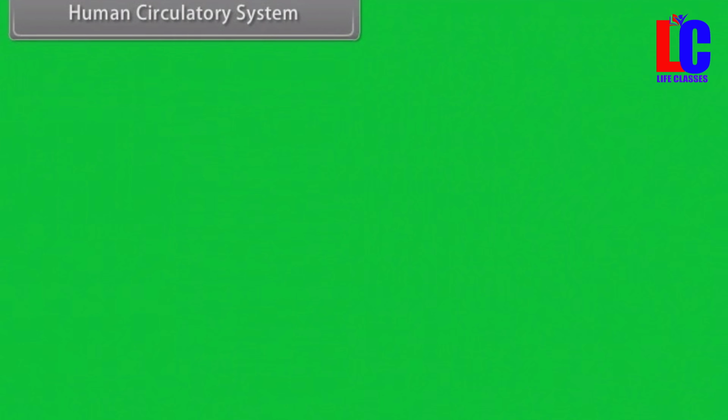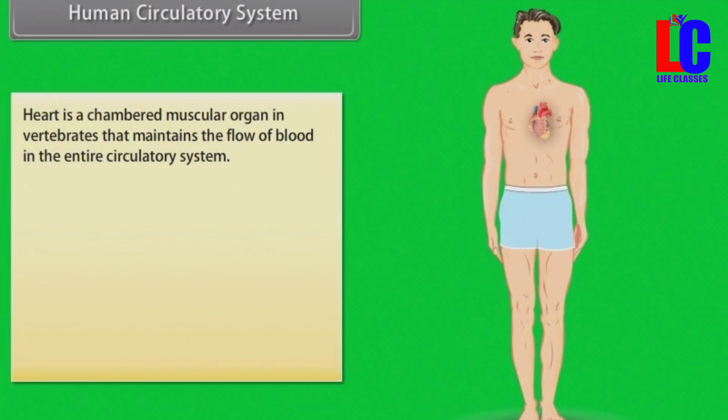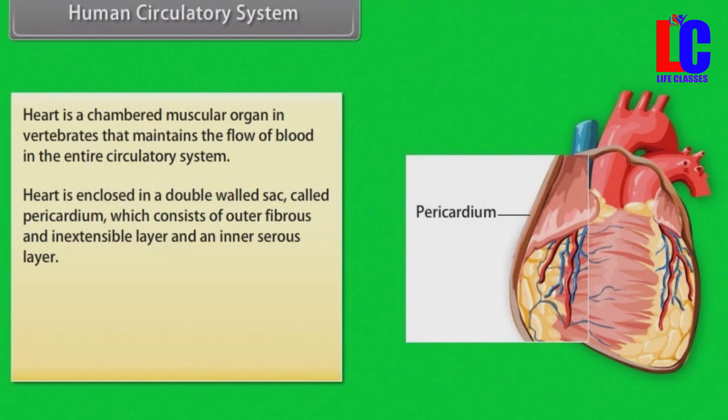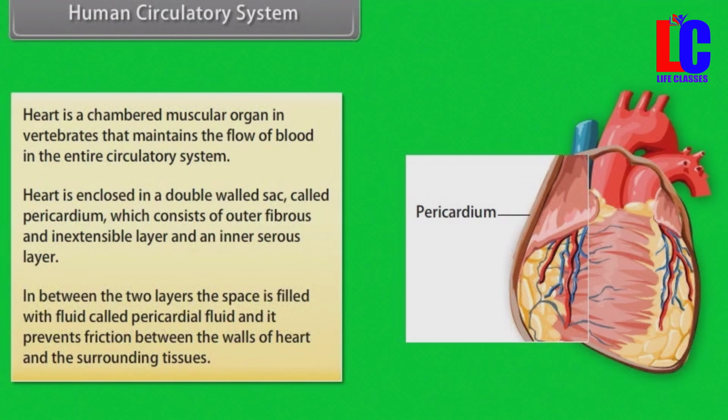Human circulatory system. The heart is a chambered muscular organ in vertebrates that maintains the flow of blood in the entire circulatory system. The heart is enclosed in a double-walled sac called the pericardium, which consists of an outer fibrous and inextensible layer and an inner serous layer. In between the two layers, the space is filled with a fluid called pericardial fluid, and it prevents friction between the walls of the heart and the surrounding tissues.